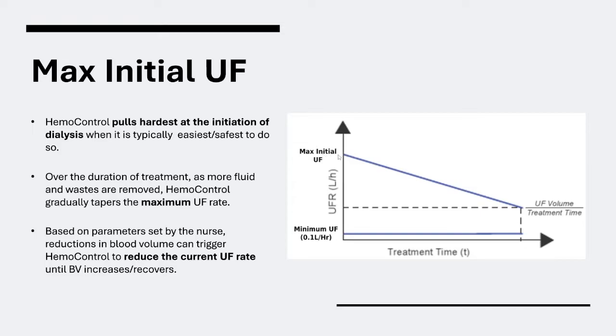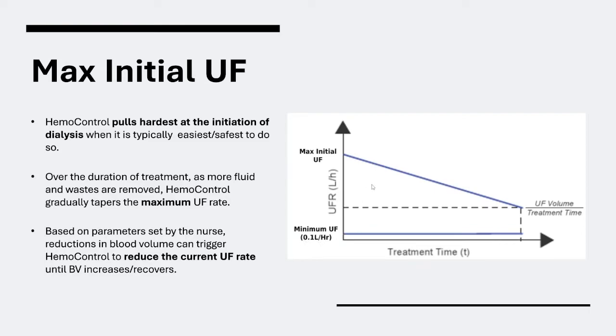So at the start of treatment, our maximum UF rate is high, and then over the full duration of treatment, it tapers off to what the linear UF rate would be. So that's our UF volume over treatment time. This dotted line shows us what the linear UF rate would be, and this is the maximum. So at the very end of treatment, the maximum rate that it will pull is the same as the linear UF rate. Conversely, the minimum UF rate is our 0.1 liter per hour.